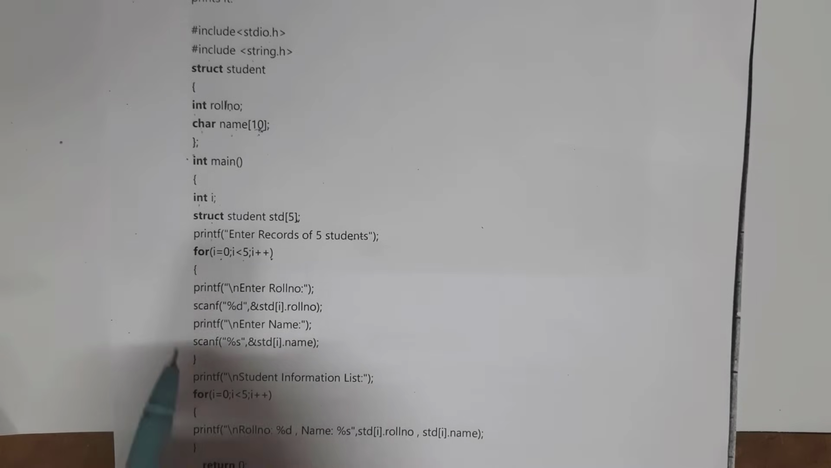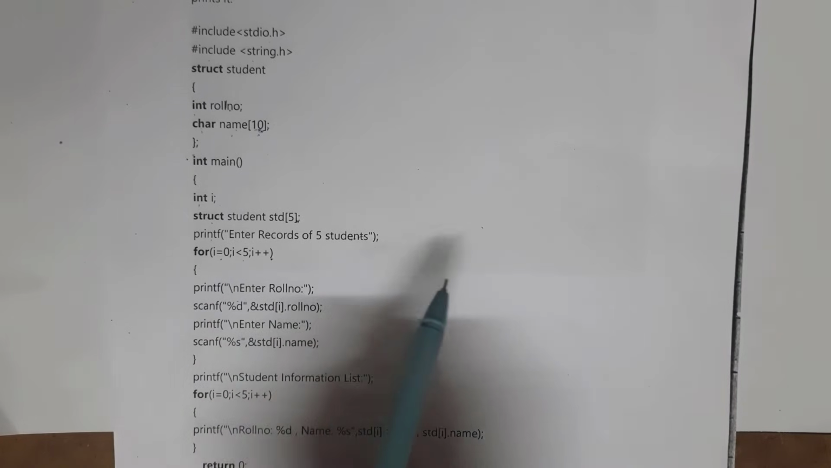So inside this for loop I wrote printf enter roll number. By writing this I can see enter roll number on the output screen. After that I wrote scanf %d and std i dot roll number, where std is the short name of the student. So here I wrote std of i dot roll number. Whenever you write this, you can enter the roll number after executing the program.